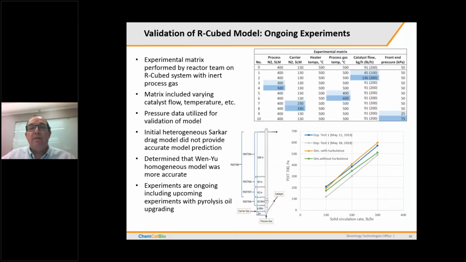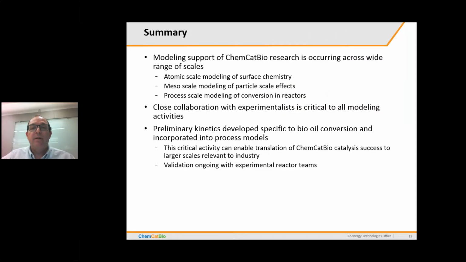Some of the validation of the models is shown here. This is actually just the hydrodynamics. In the coming months, we expect to get our initial results on the actual upgrading itself. But for now, we've been looking at pressure differences in the reactor and comparing that to what's predicted in our models based on the hydrodynamics, and have come up with pretty good agreement there. So we're really excited about the upcoming validation experiments that will be done with the actual pyrolysis oil.